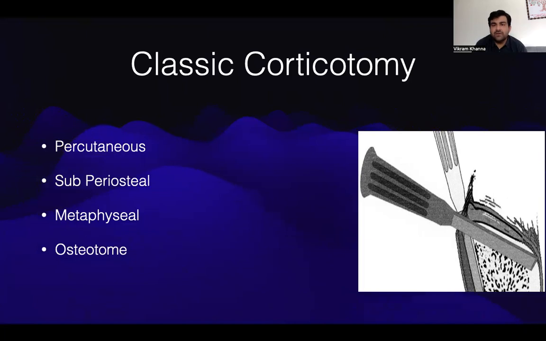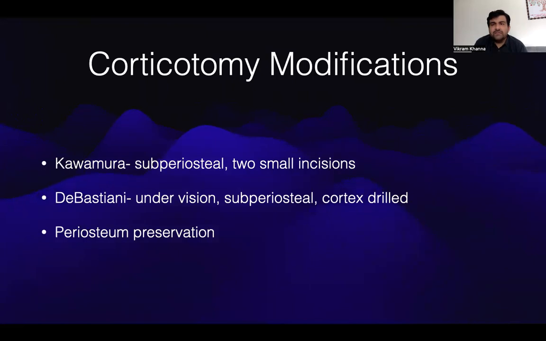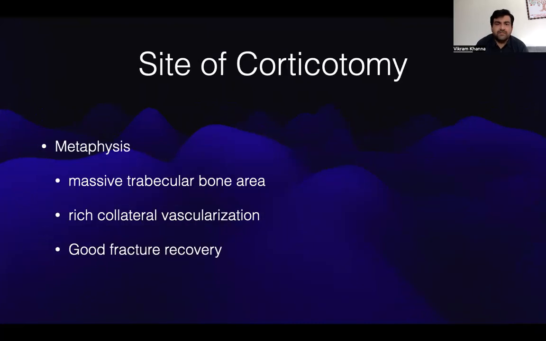Then the corticotomy, then the healing and regenerate is affected. Now coming to the modifications, we can either use two small incisions and make a subperiosteal osteotomy, or we can drill the cortex with holes and then do a subperiosteal osteotomy under vision. Main thing is the word subperiosteal. So if the osteotomy is subperiosteal, we get a good regenerate because the healing is much better.